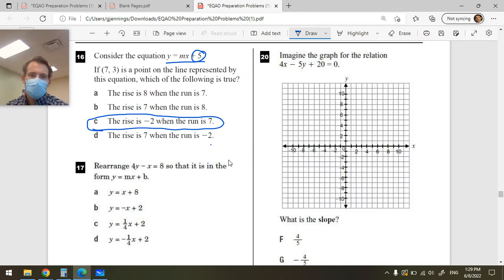Rearrange 4y minus x equals 8 so it's in the form y equals mx plus b. Okay, so here, 4y minus x equals 8. We want this in y equals mx plus b, so let's get the x to the other side.